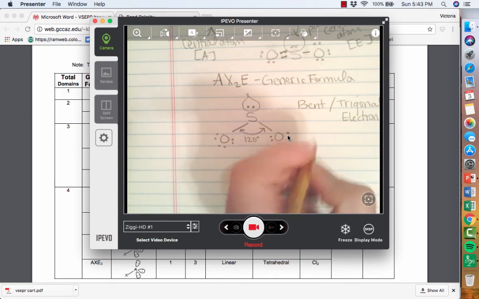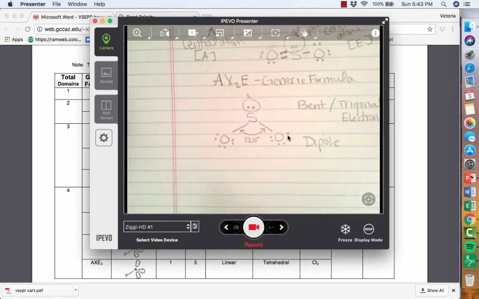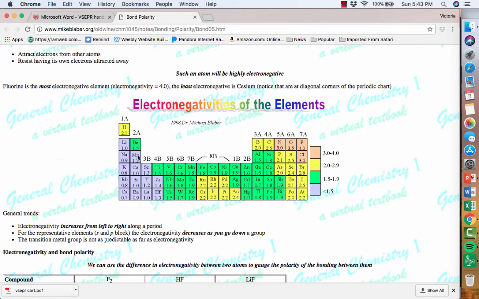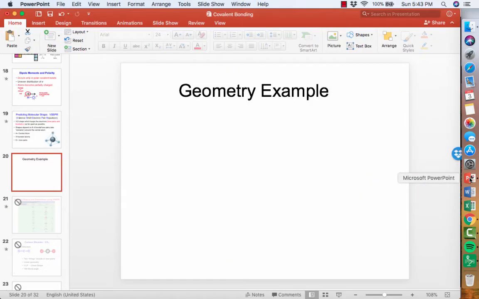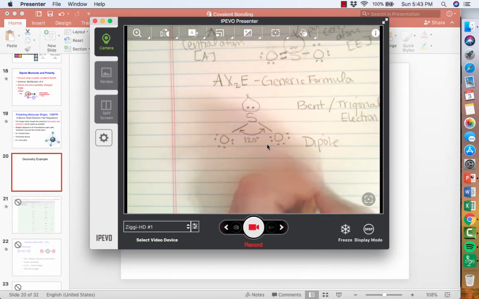Lastly, let's figure out the dipole. So we need to figure out if this is polar and nonpolar. So let's go back to an electronegativity chart. And sulfur has an electronegativity of 2.5. Oxygen has an electronegativity of 3.5. And you notice that there are 2 oxygens. So sulfur is 2.5 and oxygen is 3.5.